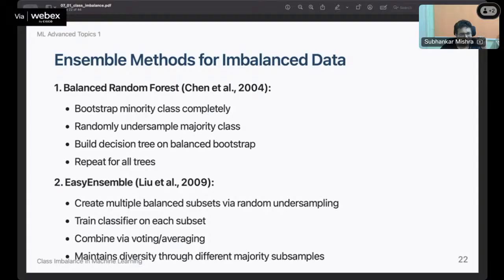And then there is EasyEnsemble. It's very simple but super effective. Like balanced random forest, you create multiple balanced subsets and train a separate classifier on each of them, and then you combine predictions via voting. EasyEnsemble is like a balanced random forest, but more general. It can work with any base classifier. You don't need to have a random forest; you can have an SVM or logistic regression, any of these things.